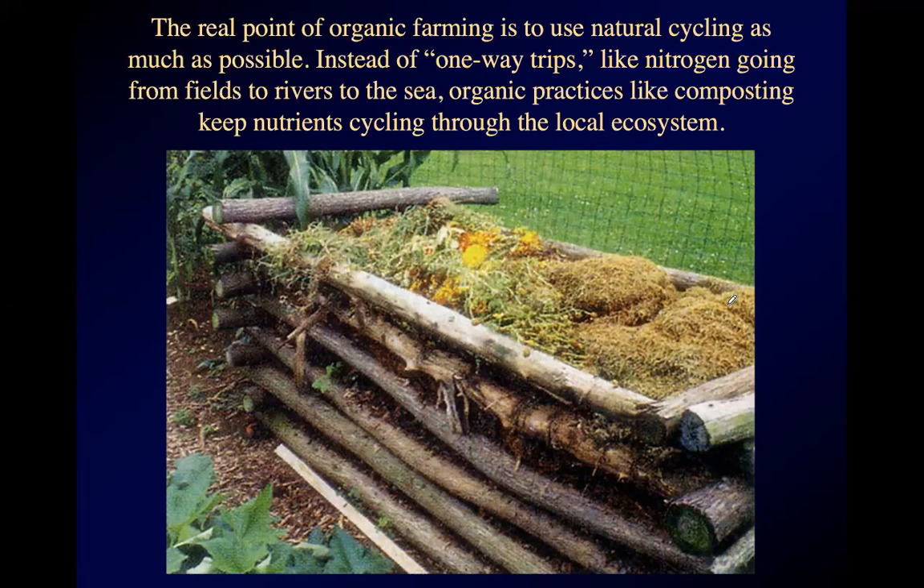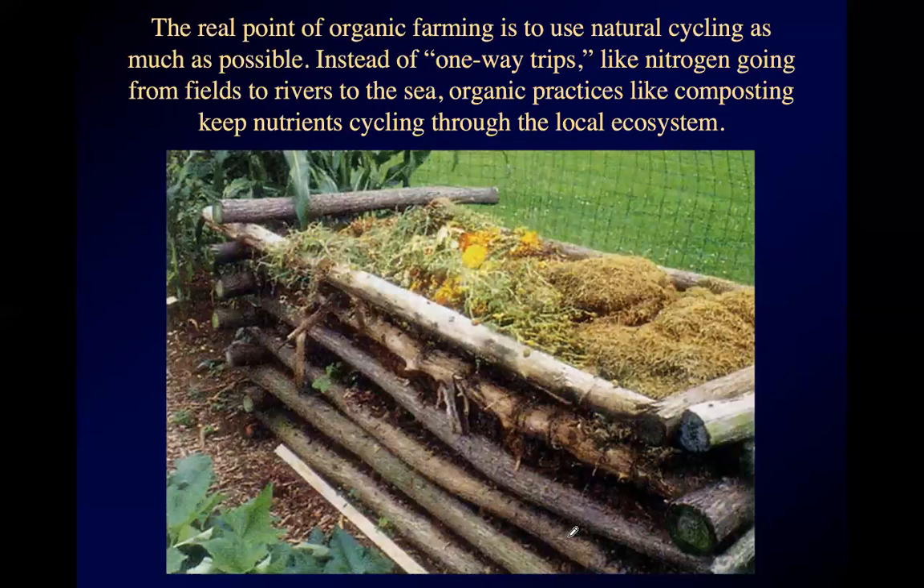An industrial farmer is going to go buy nitrogen and phosphorus, spread them on the fields. A lot of that will wash out into creeks and rivers and lakes, and eventually it'll end up in the ocean. It's basically a one-way trip. When you do composting like this, if you're growing your own food and composting the parts that you don't eat, letting them rot, producing good compost, and then spreading that on your fields, you're keeping nutrients cycling through your garden, through your local backyard ecosystem, instead of having to buy fresh stuff all of the time.